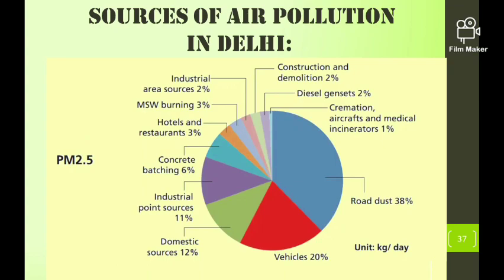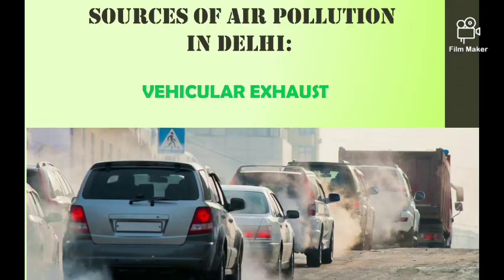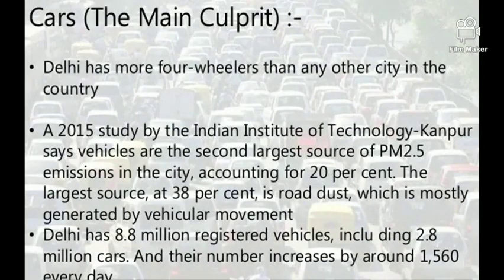The main sources of air pollution in Delhi include vehicular exhaust, in which cars are actually the main culprit, as Delhi has more four-wheelers than any other city in the country. A 2015 study by the Indian Institute of Technology Kanpur says vehicles are the second largest source of PM2.5 emission in the city, accounting for 20%. The largest source at 38% is the road dust, which is mostly generated by vehicular movements.